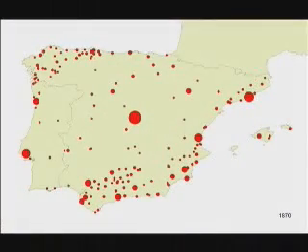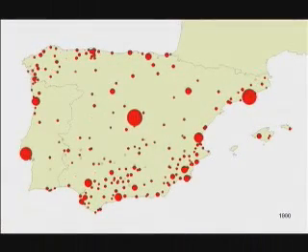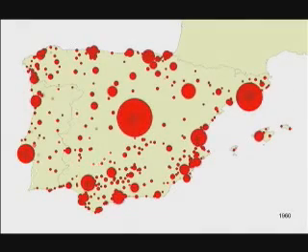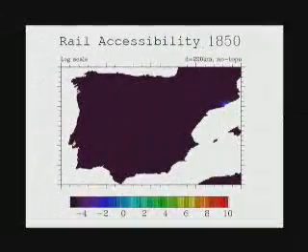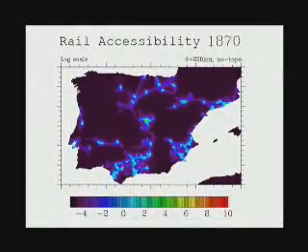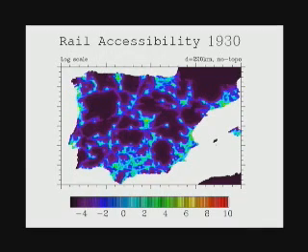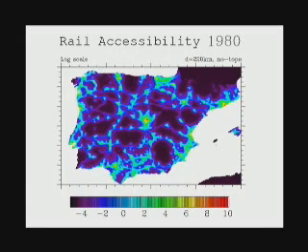If we take as an example the Iberian Peninsula, we already put together information on development of urban areas, so where the population is through time, how railroads develop, and of course we know the topography. So using those three pieces of information, we can calculate accessibility at a very detailed level.